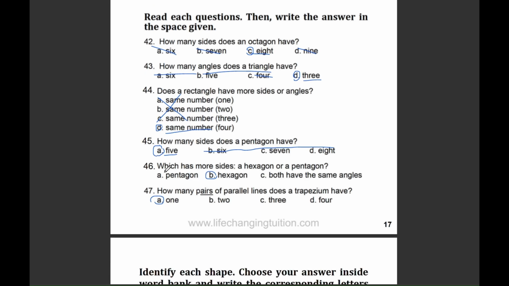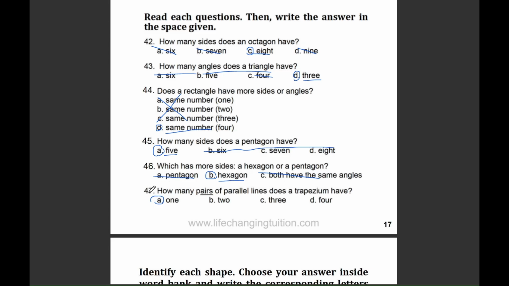Question 46. Which has more sides, hexagon or pentagon? Options are pentagon, hexagon, both the same. Why not? Pentagon has 5. The answer is B, hexagon, 6. The reason is the prefix hexa equals 6.